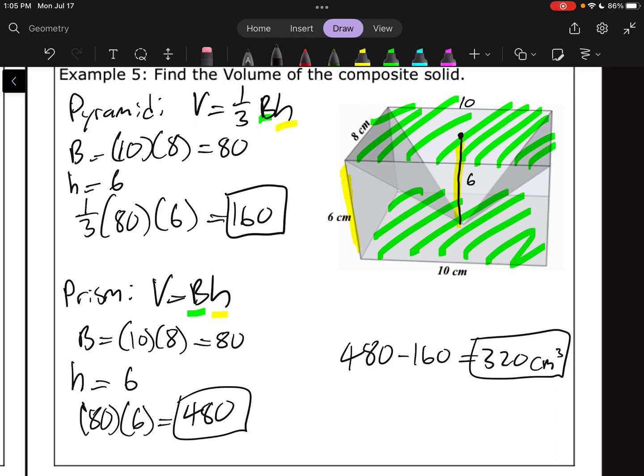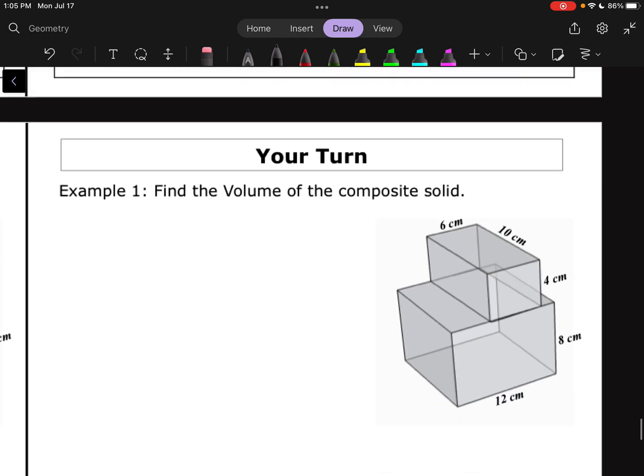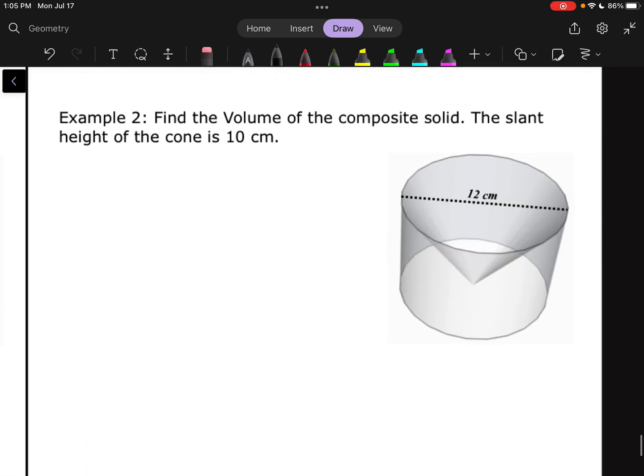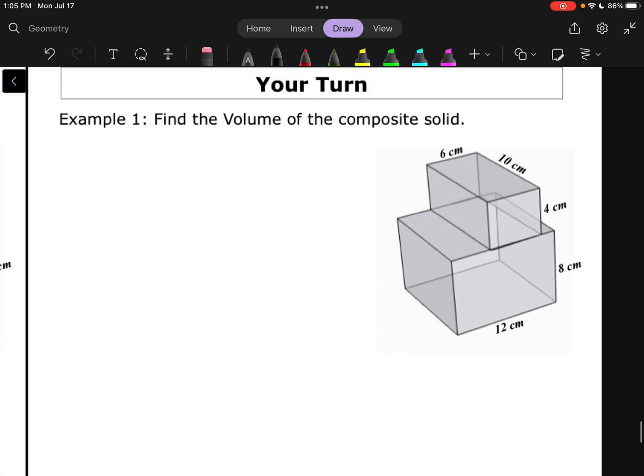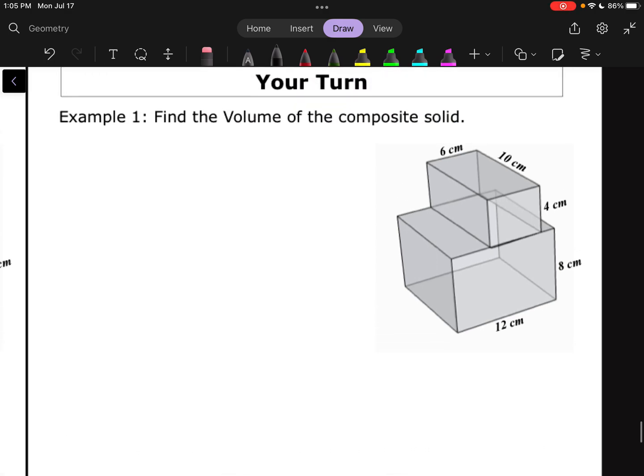All right, hopefully that went well for y'all. And for the your turn side, you've got 2 to try out. Make sure you read carefully on the second one, and give those a shot, and then come back when you're ready to see how you did.